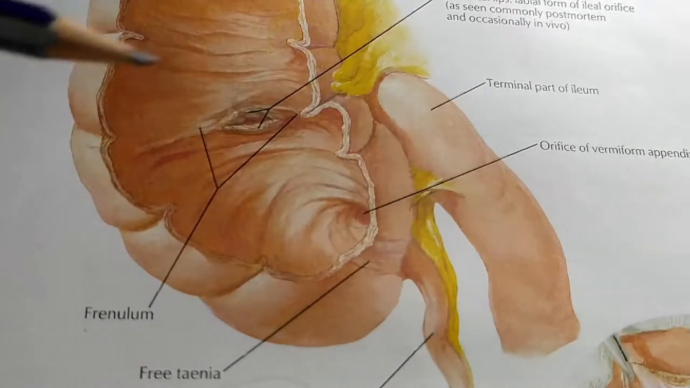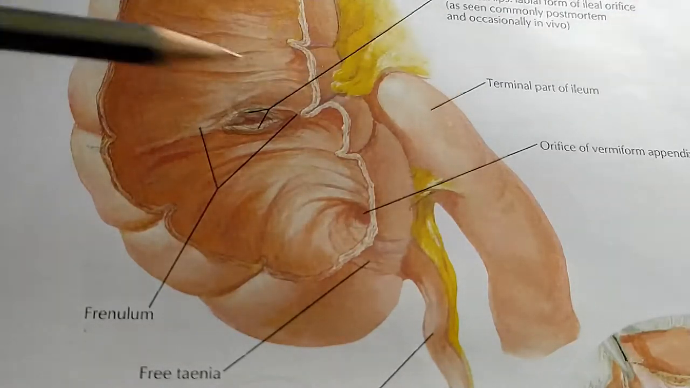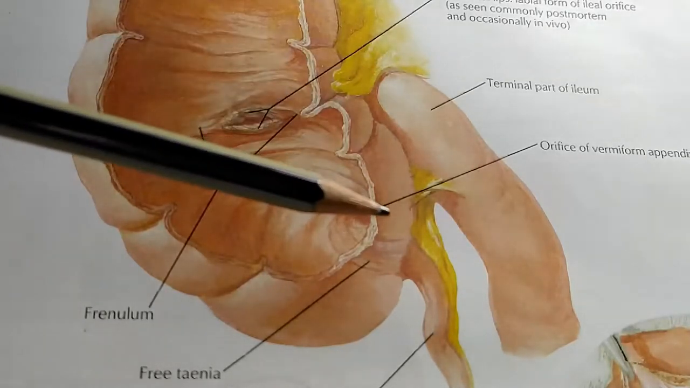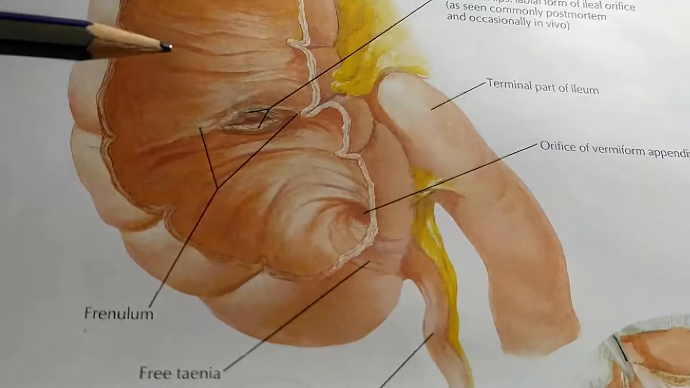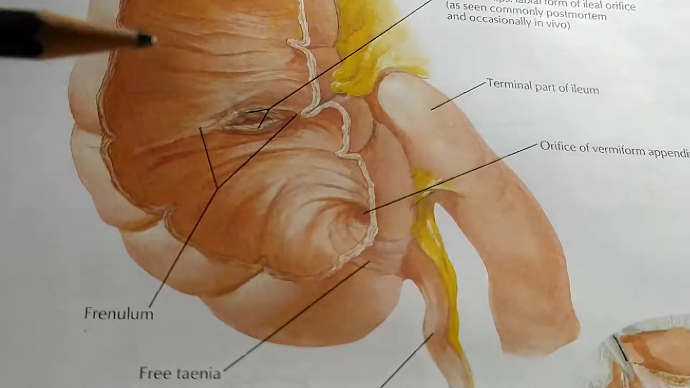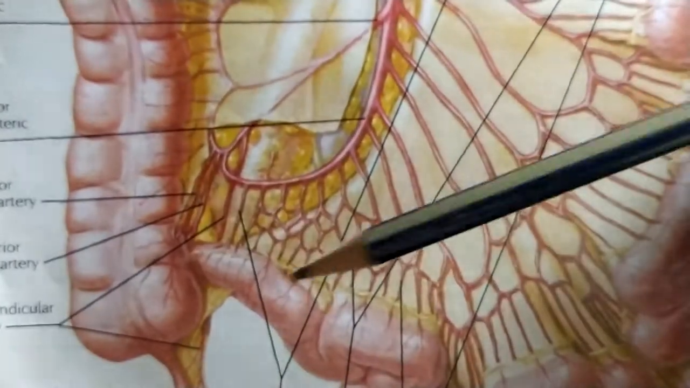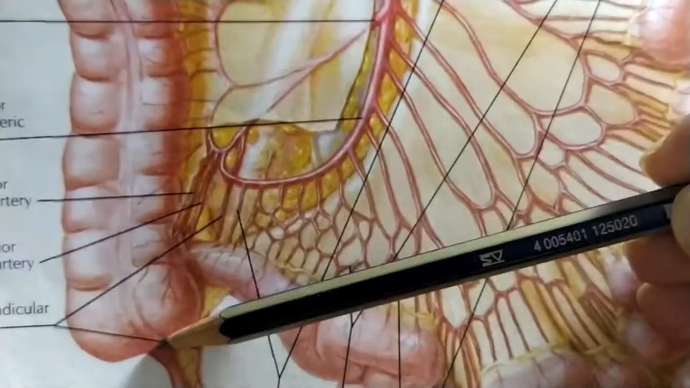The cecum is a peritoneal organ. It is present in the peritoneal cavity. That's why the ascending colon and descending colon are solely retroperitoneal, but the cecum is completely peritoneal, like the sigmoid colon. And now the artery supply. So this is the cecal portion.